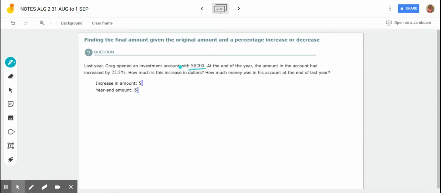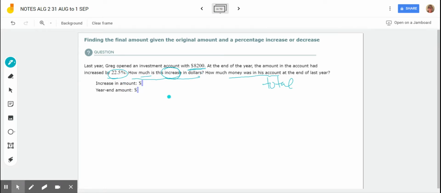So last year, Greg opened an account with $8,200. At the end of the year, the amount had increased by 22.5%. How much is this increase in dollars? So now they're asking you what the increase was, not how much money was there, but how much was the increase. Then they asked you for how much money was in his account. So this is the total, and this is the increase.